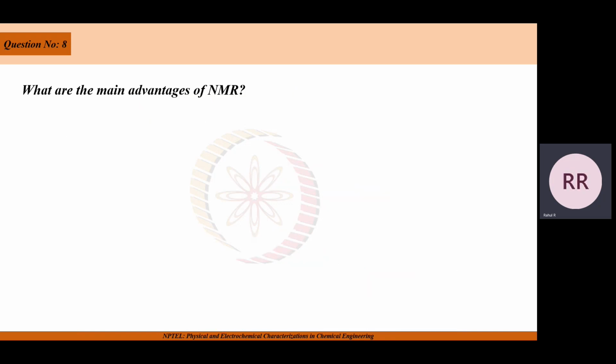I hope you guys were able to answer this question. Now let me move to the next question, which is: what are the main advantages of NMR? We are dealing with NMR, so we need to know the major advantages one gets when using an NMR technique for their research. I can give you a few seconds to think and refresh what Tamal sir taught in the class. Just think for a few seconds, and I can explain the answer.